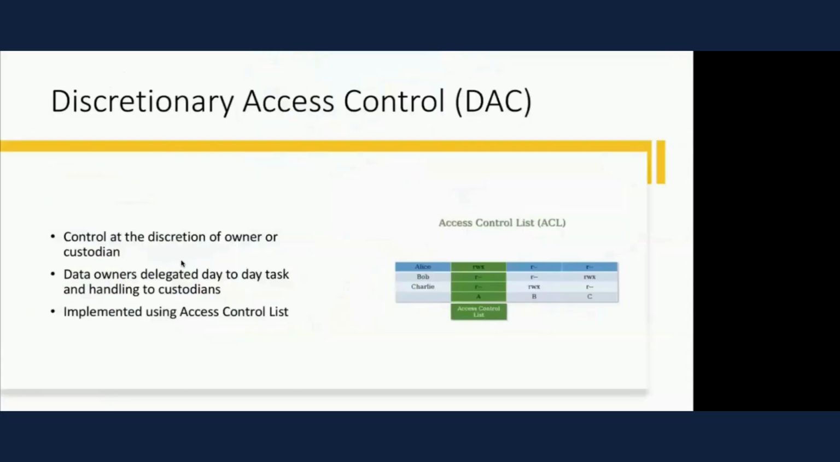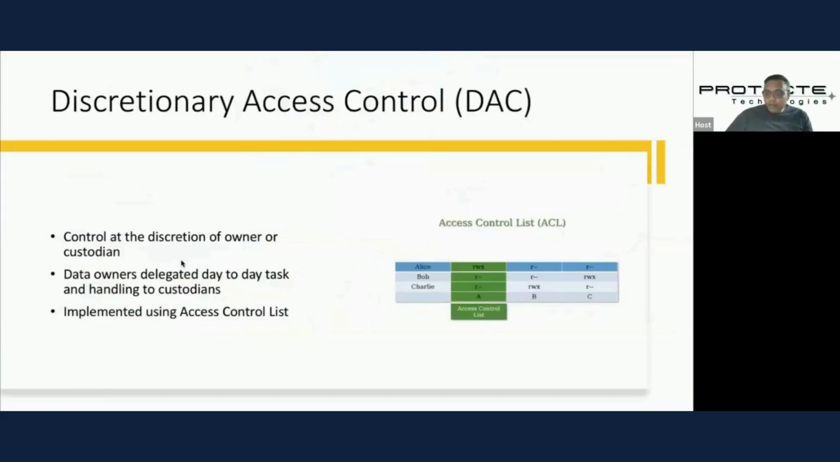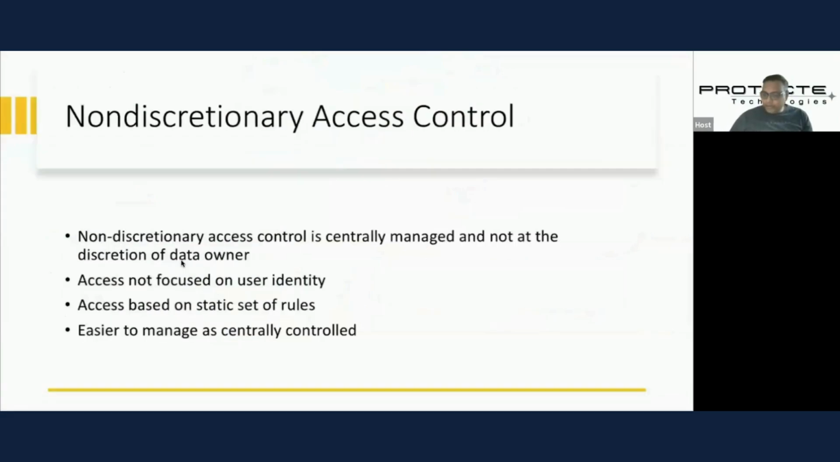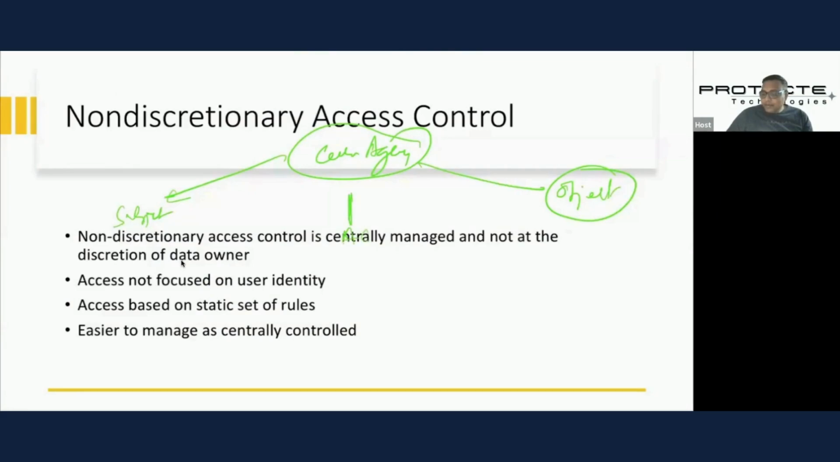Okay. So discretion of the owner of the data, I told you already, right? Then you have something called non-discretionary. Non-discretionary means the asset owner does not control. There is some centralized agency which controls the access to the object, right? Such systems are called non-discretionary. There is no discretion of the asset owner.